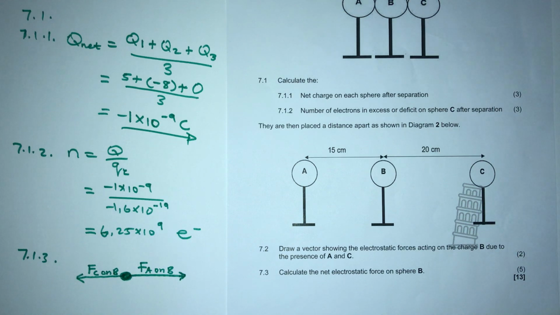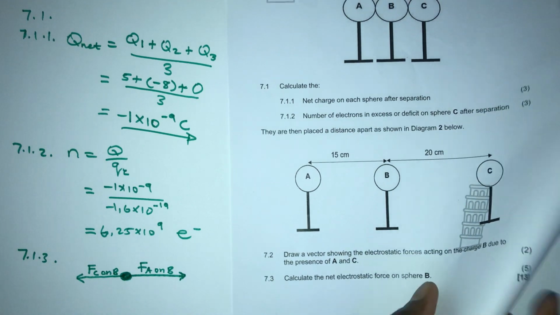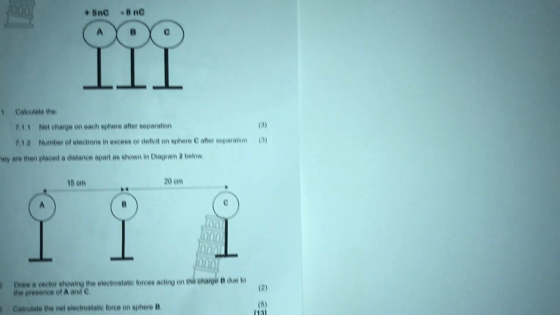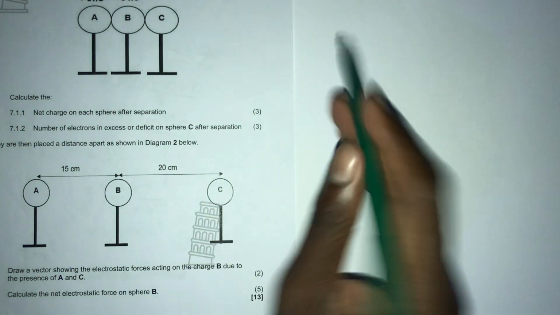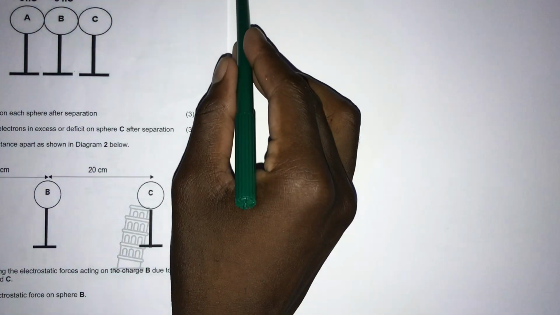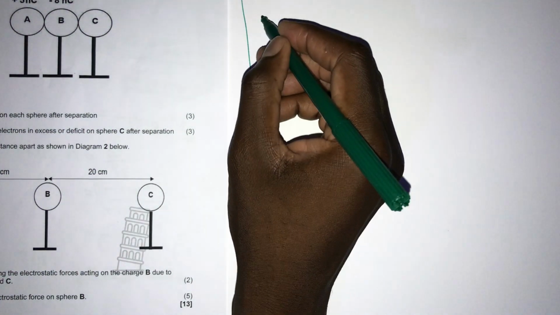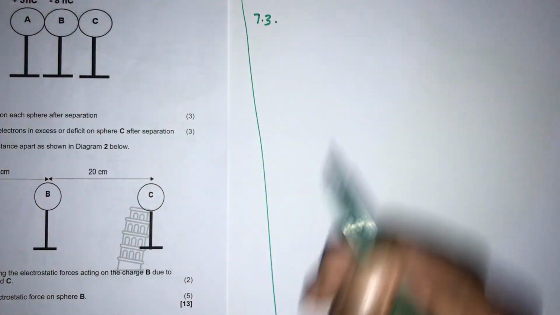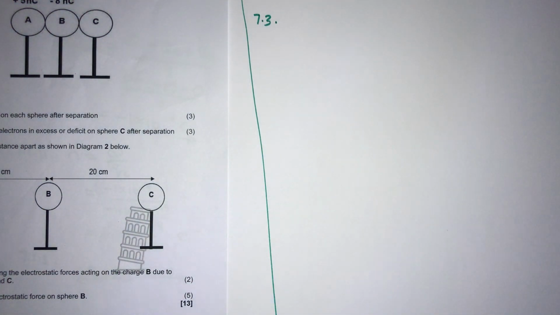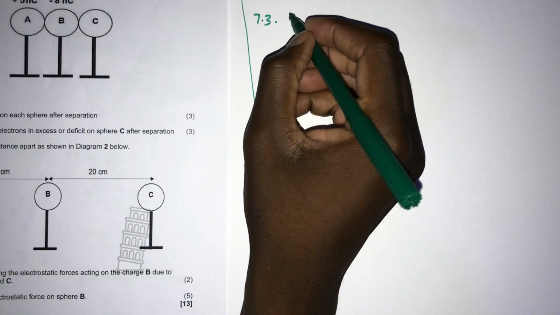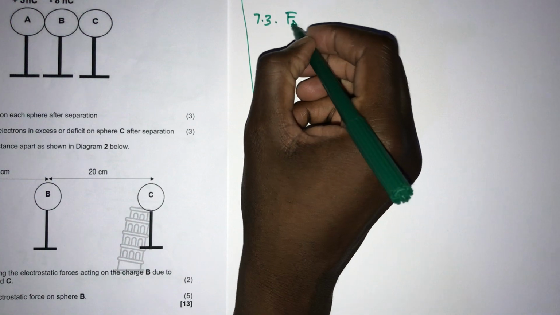So the last question, 7.3, calculate the net electrostatic force on sphere B. So we can use this space on this side and divide here. For the net electrostatic force, first let's calculate the electrostatic force exerted by A and the electrostatic force exerted by C separately. So let's say this is the electrostatic force exerted by A on B.